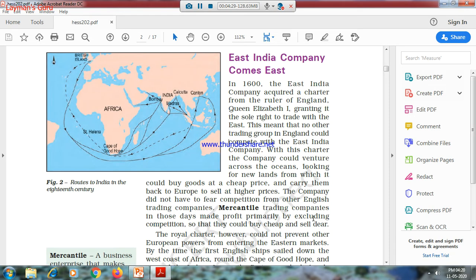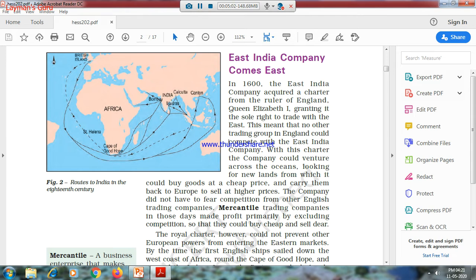Next we are going to see how the East India Company came east. When was the East India Company started? Why was it started? Okay, see here, this is Europe. Europe has weather that is very cold at least half of the year. India is here. Europe's spice supply was totally taken care of by India.